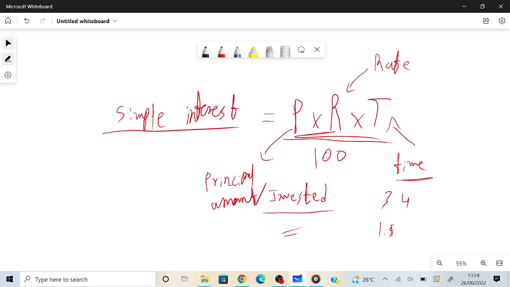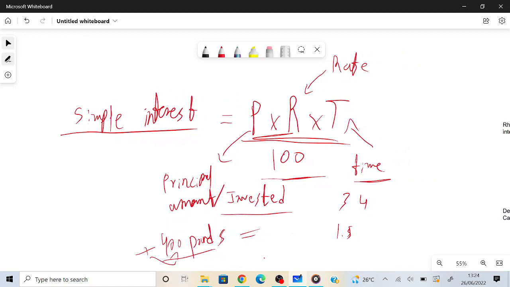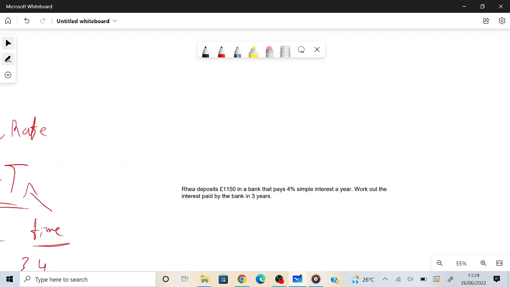However, if it is asking for the total value of money you will have, so say I invested 400 pounds, let's take that as a currency, and they ask me what is going to be your total value of your investment after a certain amount of years at a certain amount of rate. Then what I have to do is I have to solve it. Whatever I have after this equation, I have to add it back to 400 pounds to get my final answer. So without wasting further time, let's dive into some examples.